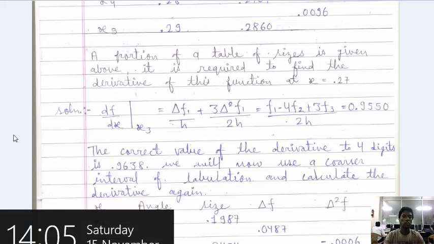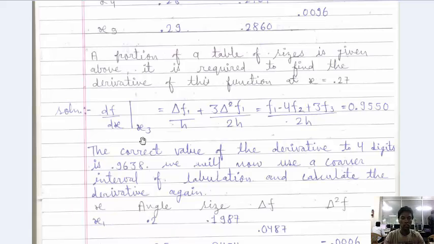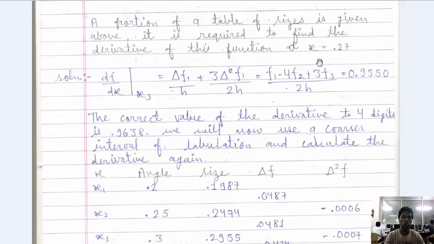Solution: df by dx at x3 is equal to delta f1 by h plus 3 delta square f1 by 2h, which is equal to (f1 minus 4f2 plus 3f3) by 2h, which is equal to 0.9550. The correct value of the derivative to 4 digits is 0.9638.